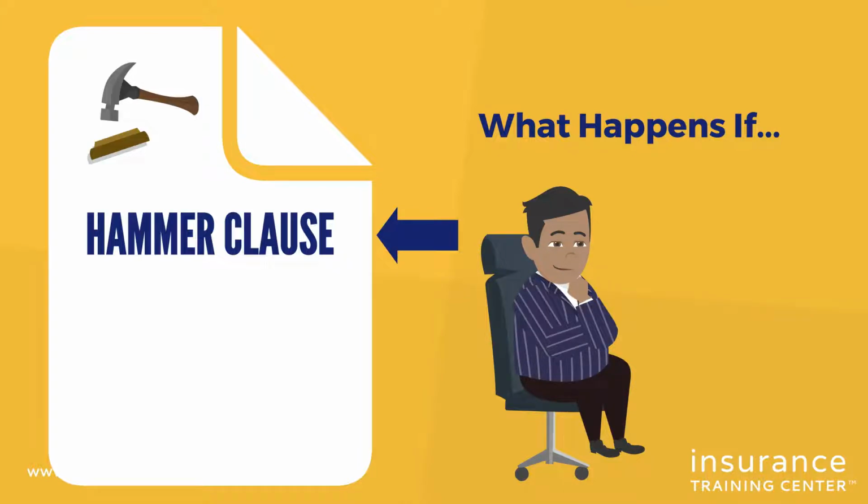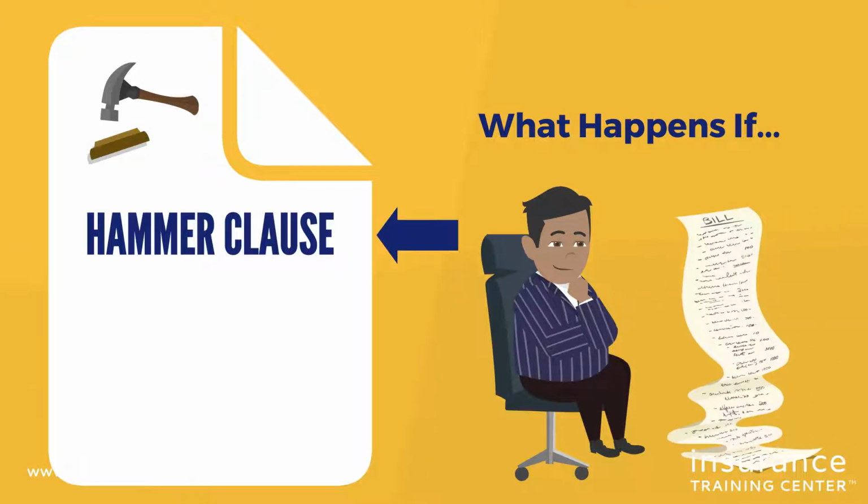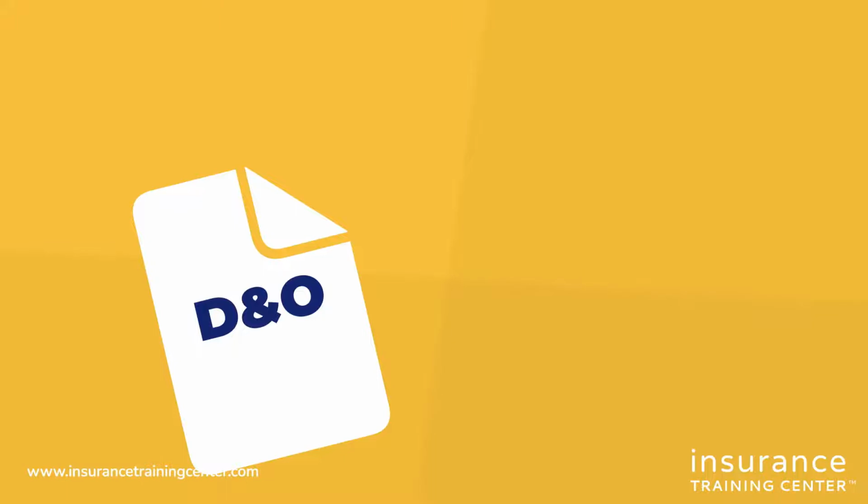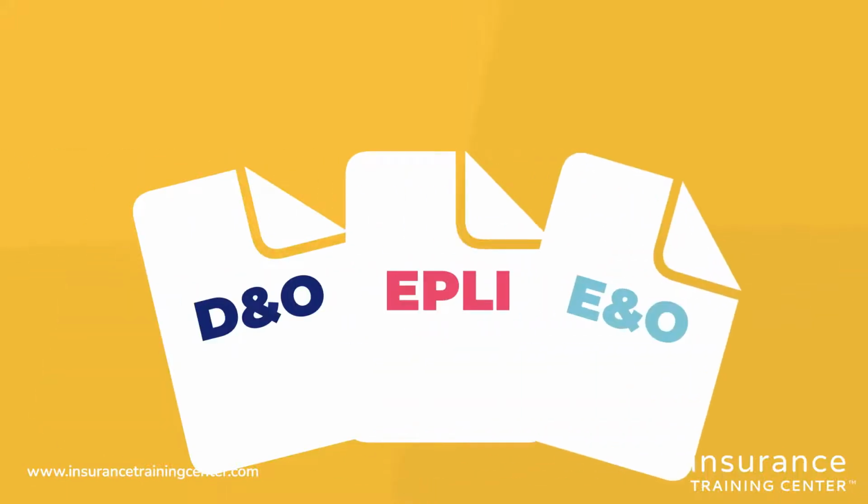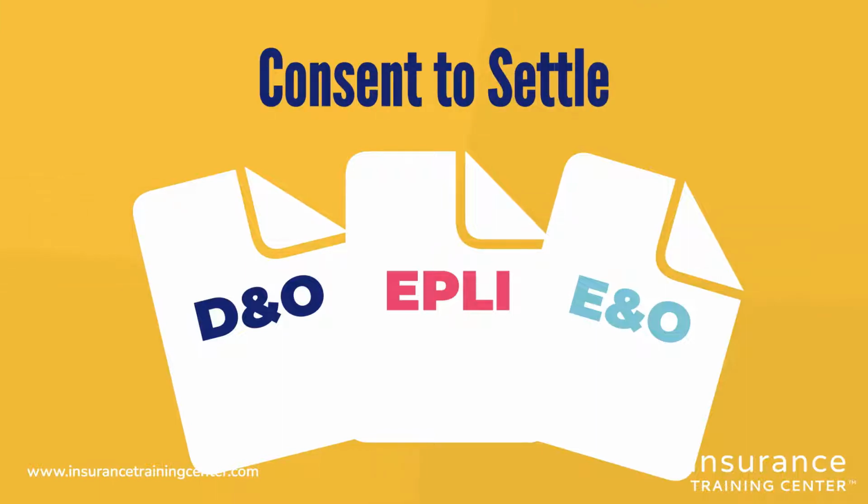Depending on the wording, if the insured doesn't agree to a settlement, they might be responsible for any defense and settlement costs going forward. The hammer clause appears in policies such as directors and officers liability, employment practices liability, professional liability, and errors and omissions. It's often found under the heading consent to settle. Hammer clauses can vary greatly. Let's go through an example to see how they work.